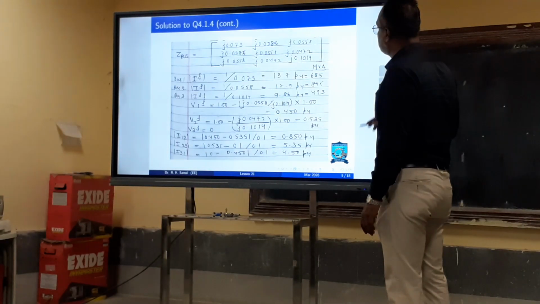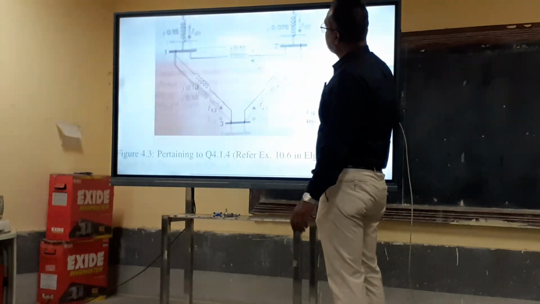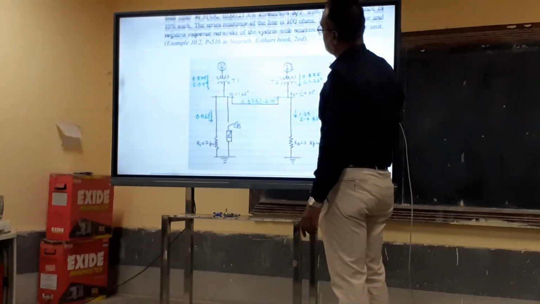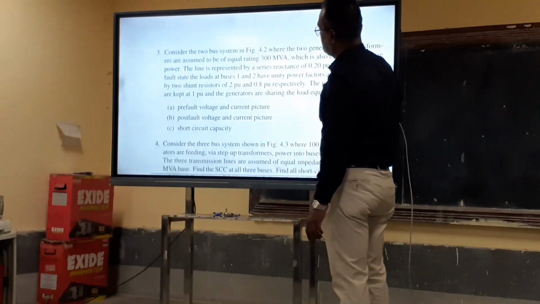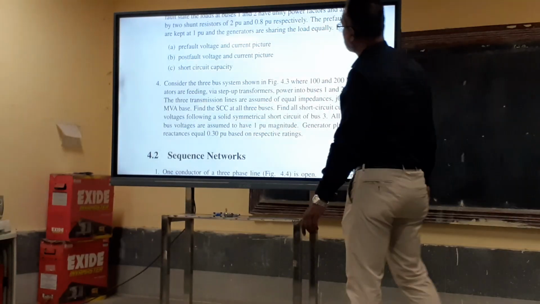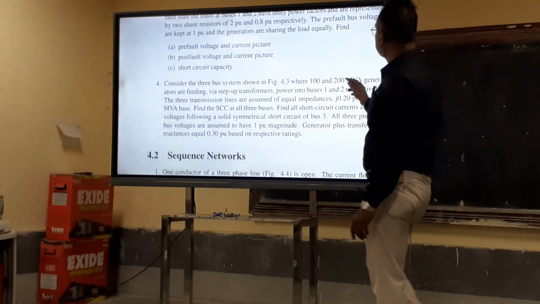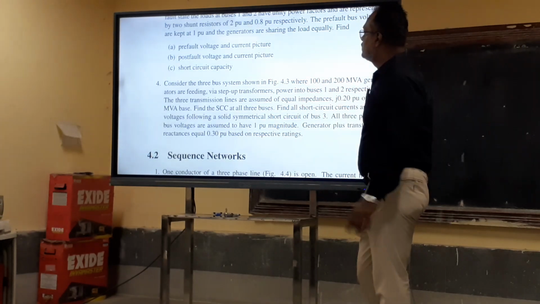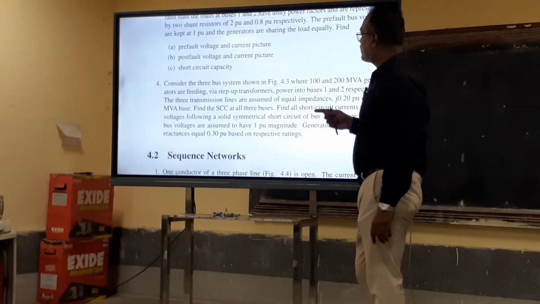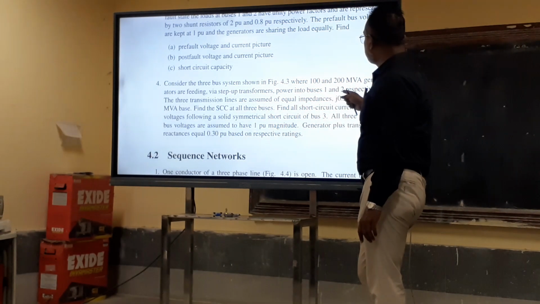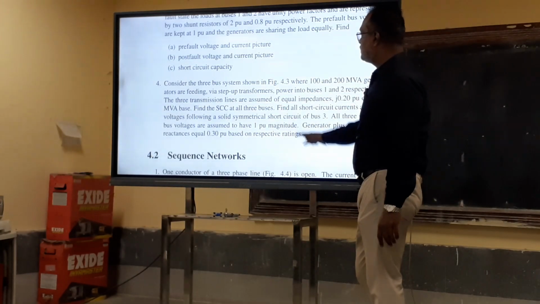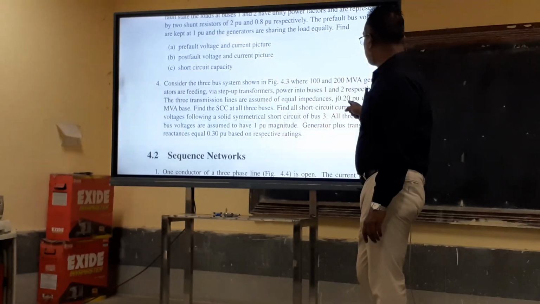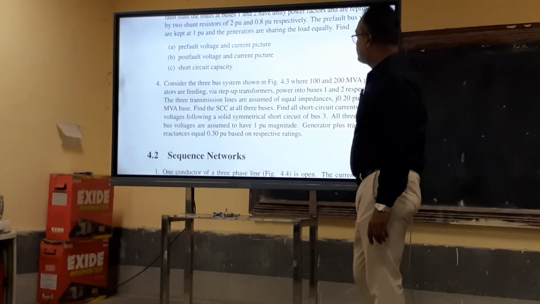We will see the question. What is asked? It says, consider the 3-bus system shown in figure 4.3 where 100 and 200 MVA generators are feeding. There are two generators feeding, you might have drawn the network, via step-up transformers into buses 1 and 2 respectively. The 3 transmission lines are assumed of equal impedance J0.20 on 100 MVA base.